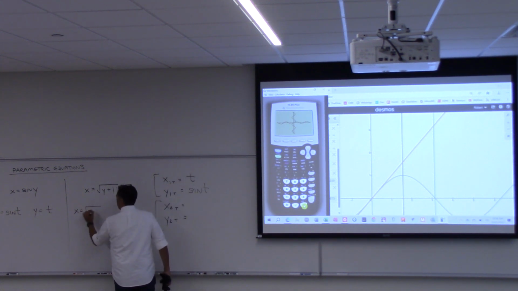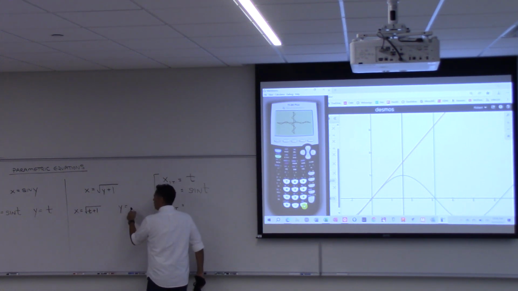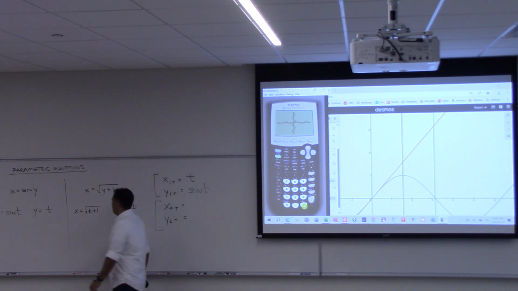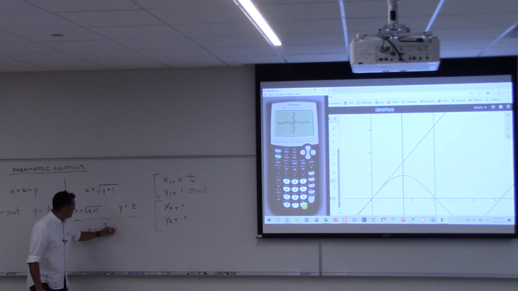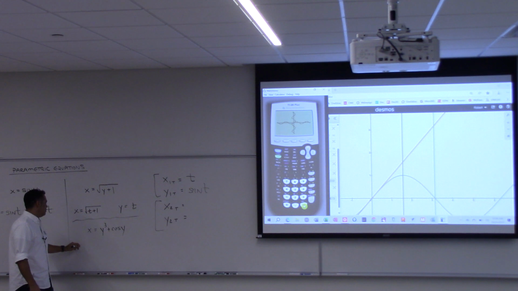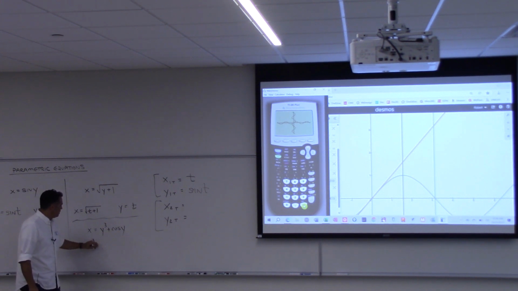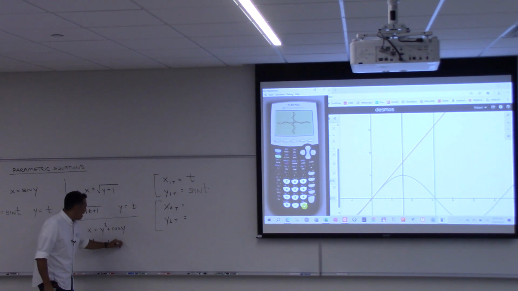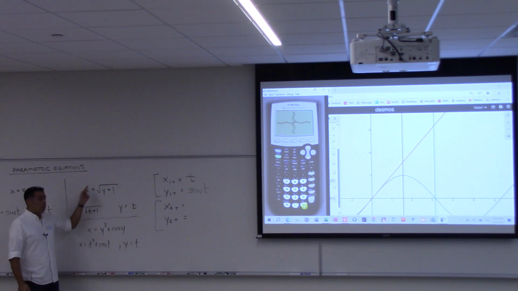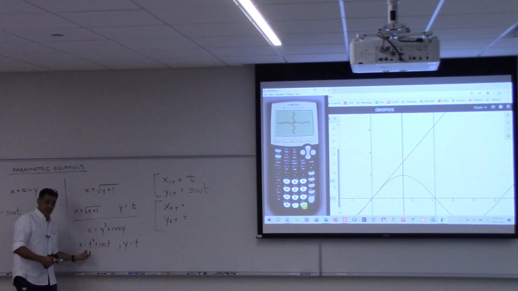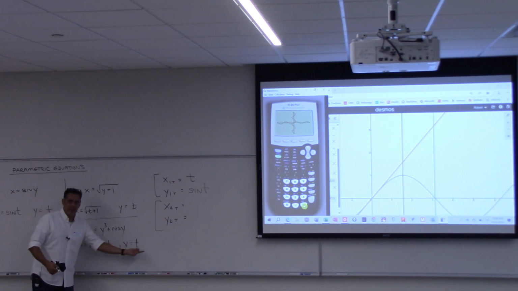This is square root of t plus 1, and what's y? T. What if I wanted you to do x equals y cubed plus cosine y? Okay, well then x would be t cubed plus cosine t, and then what would y be? T. So in other words, anytime you want to do a function of y like this, in the x, you put that function of y, but you change it to t. And then for y, you just say t.